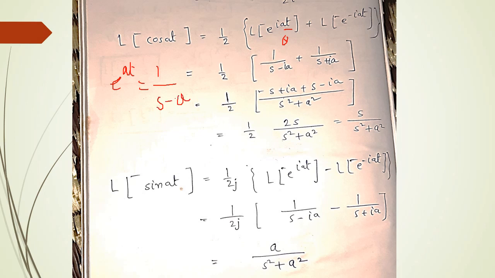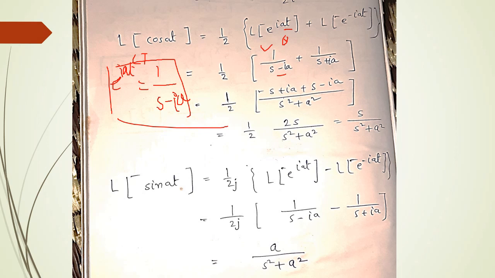1 by s minus a. So if it becomes e to the power of iat, if we just add an i over here, then we will get 1 by s minus ia. So this will be the Laplace transform for this. So as for this, we have written over here. In case of e to the power of minus iat, we will get s plus ia.